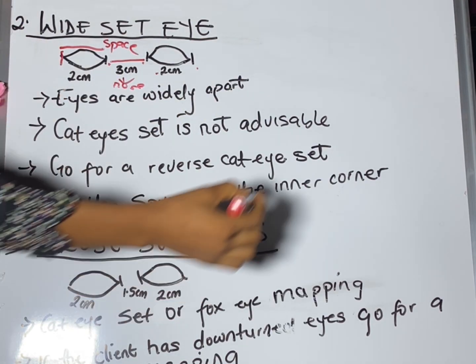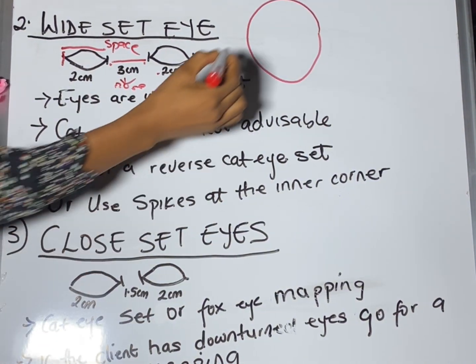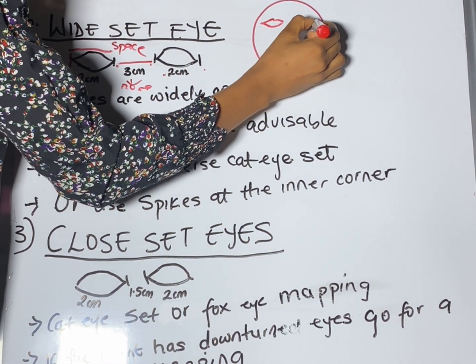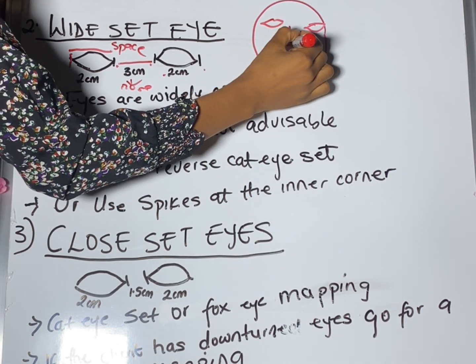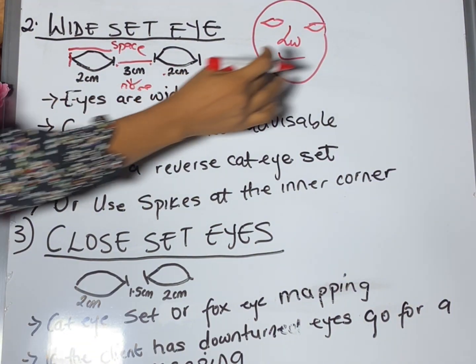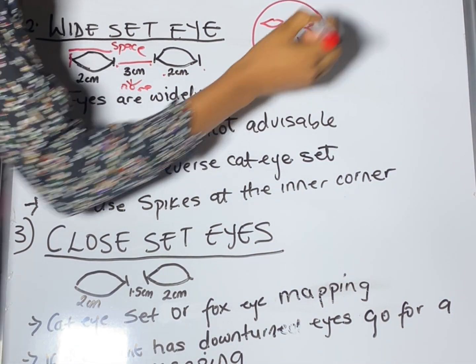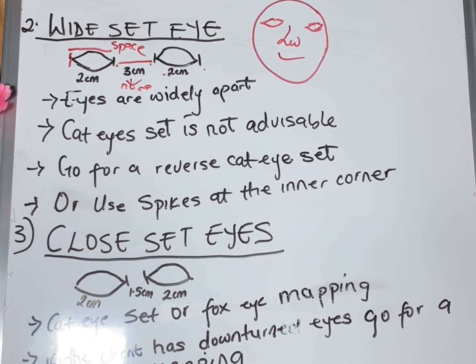Why? Because let me draw an image here. This is a client's face, and the eyes are widely apart from each other. Sorry, this image is actually very, very funny. So we consider this as wide set eyes, where there's too much space in between the eyes.